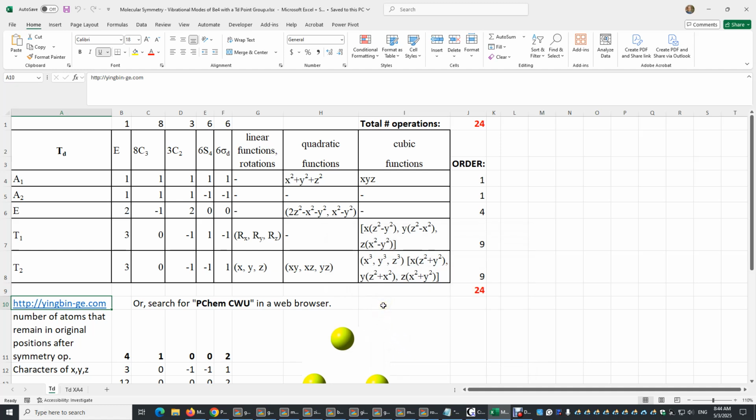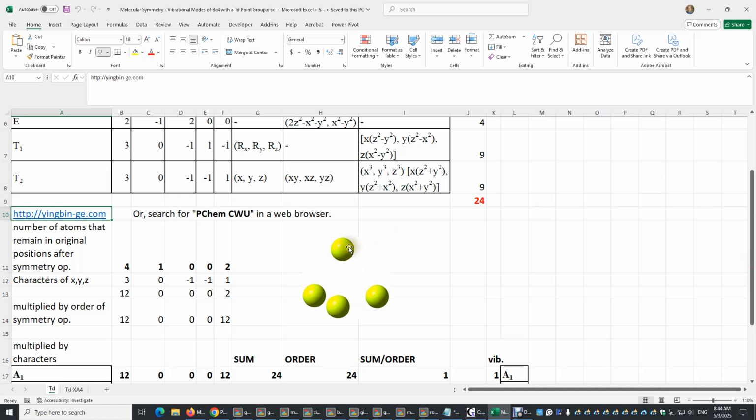In this video, I will determine the symmetry of the vibration modes of a tetrahedral structure of a beryllium-4 atomic cluster.